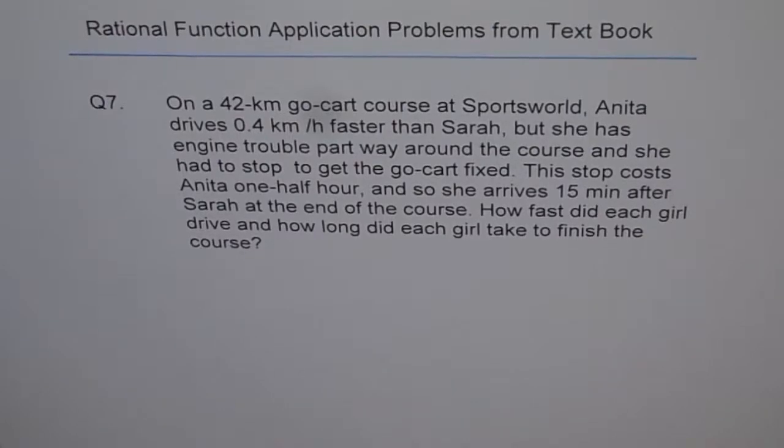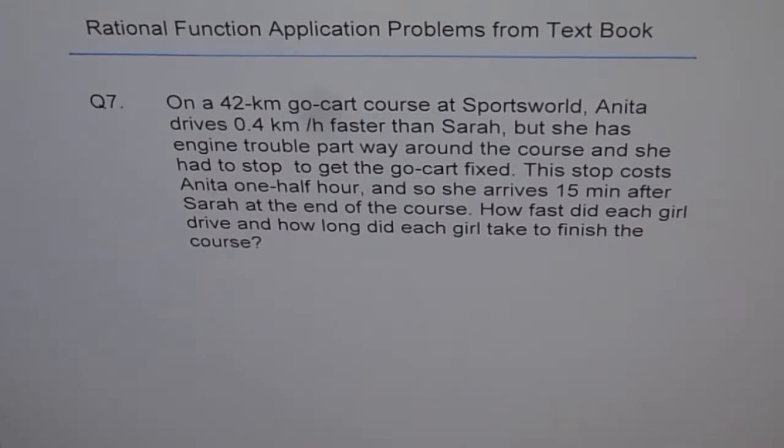Rational function application problems. Question 7. On a 72-kilometer go-kart course at Sports World, Anita drives 0.4 km per hour faster than Sarah. But she has engine trouble partway around the course and she had to stop to get the go-kart fixed. This stop costs Anita 1/2 hour and so she arrives 15 minutes after Sarah at the end of the course. How fast did each girl drive and how long did each girl take to finish the course?